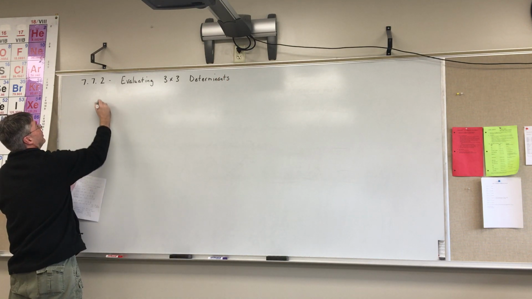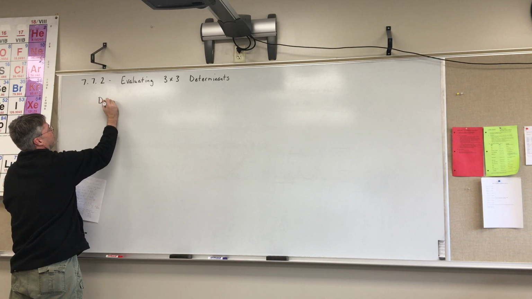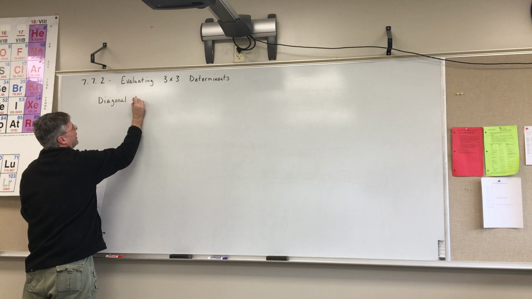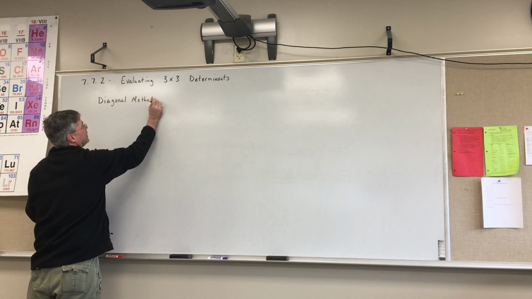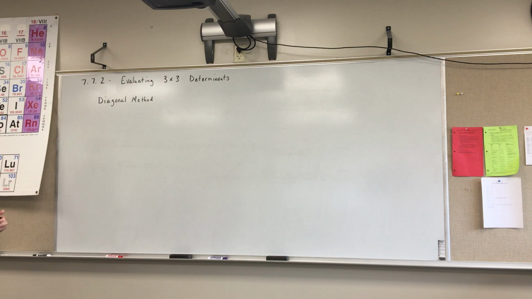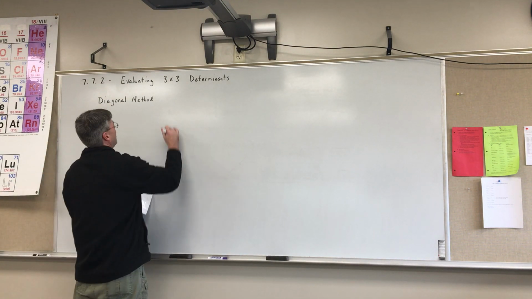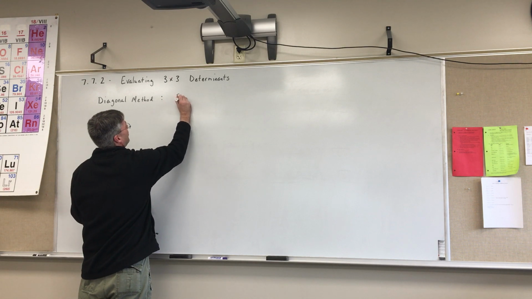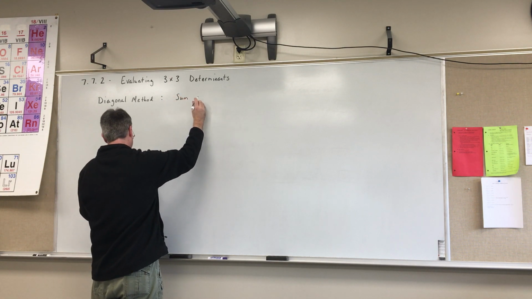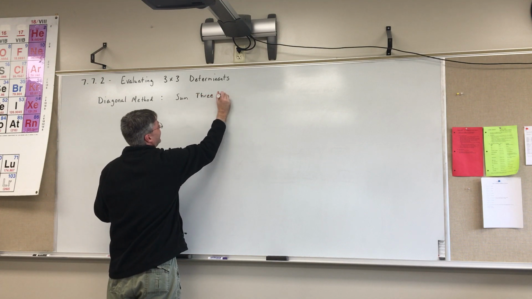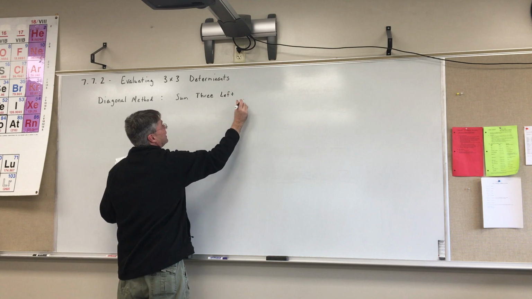Okay, the first way that I'm gonna teach you how to do this is the diagonal method. I'm gonna show you 2 different methods, and in your homework, you'll be asked to do it both ways. So make sure that you use the method that the question tells you to use. So what we're gonna do first is sum the 3 left diagonals.